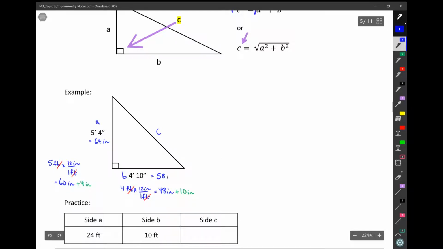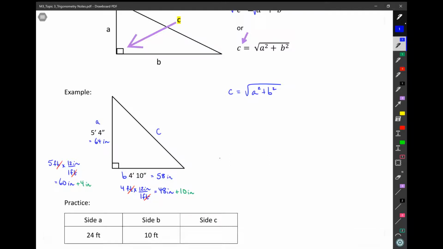So now I'm ready to solve for side C. And I'll begin by, once again, writing out my formula. It's good practice to show your formulas in your work. So side C is equal to the square root of a squared plus b squared. And now I'm going to substitute. So I had 64 inches squared plus 58 inches squared. I'll make sure I extend my square root symbol so that it captures everything underneath.